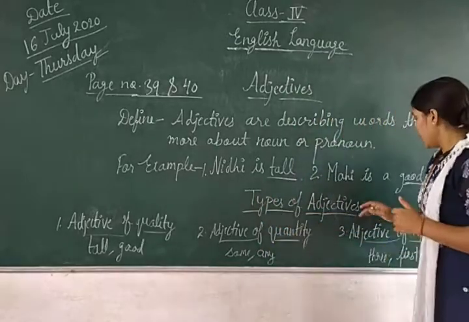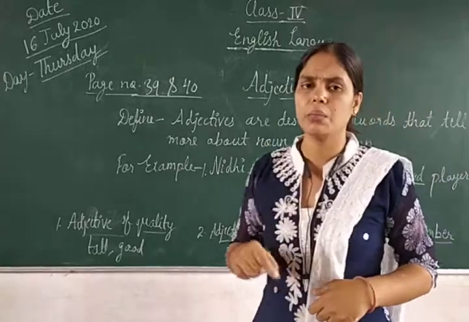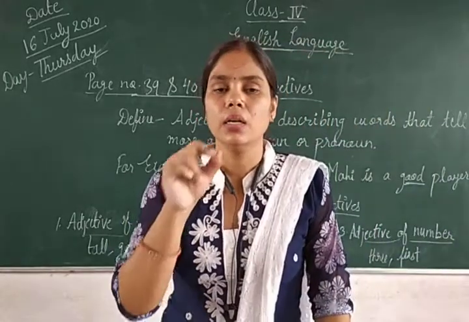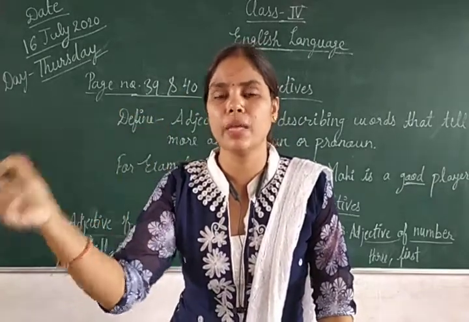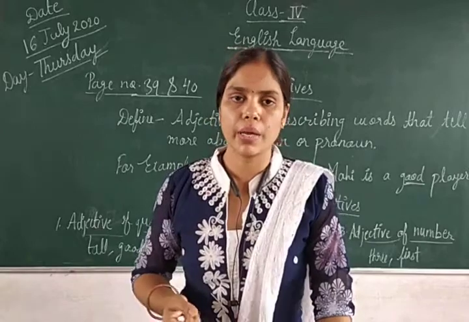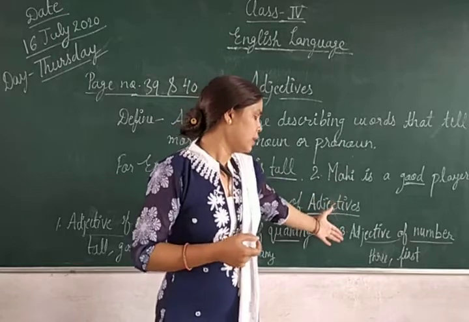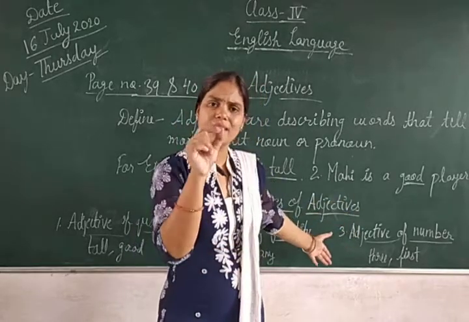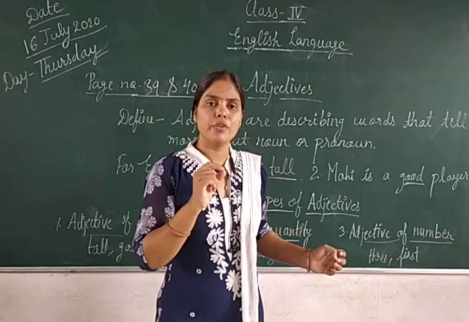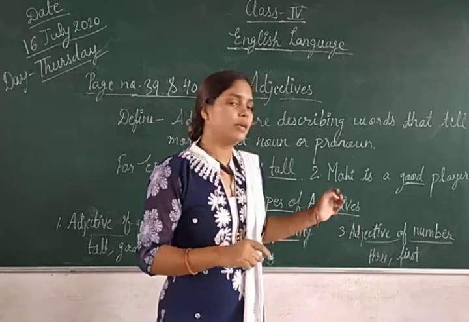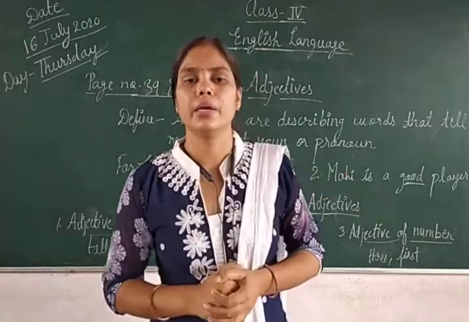Now move on to the adjective of number. What is the adjective of number? As you can see in that same word itself, that number means they are telling us about the exact number of that noun or pronoun. Okay, so that's why we can say it's an adjective of number, like three, first. We know the exact number: three friends, first boy. So that's why we have used adjective of number here.